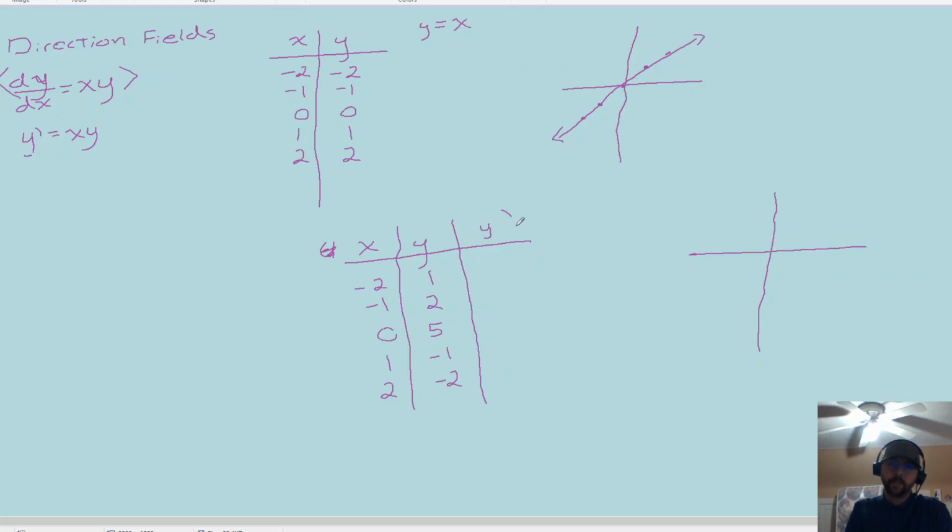So now if you plug back in our differential equation, which I'll just rewrite right here, derivative of y equals xy, x times y. So -2 times 1 is -2.